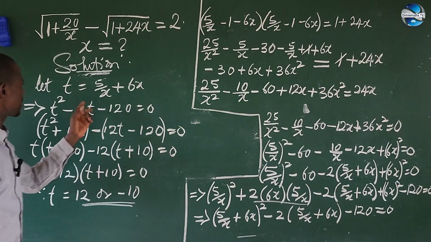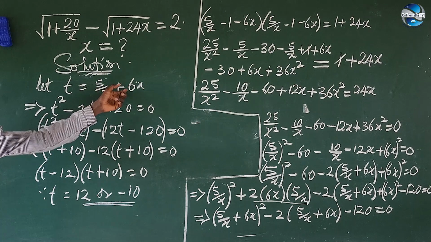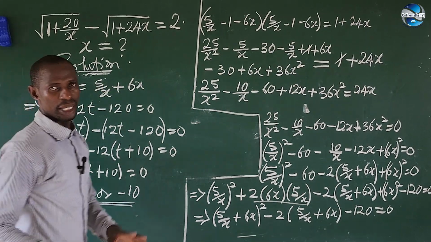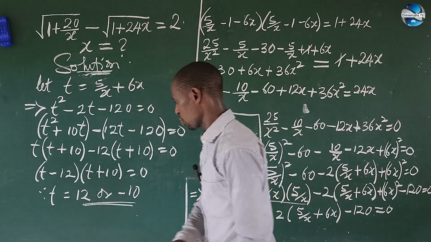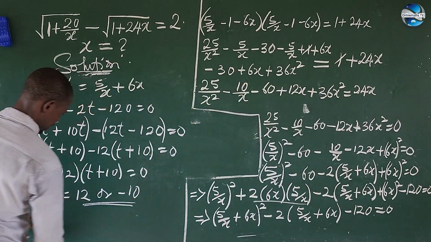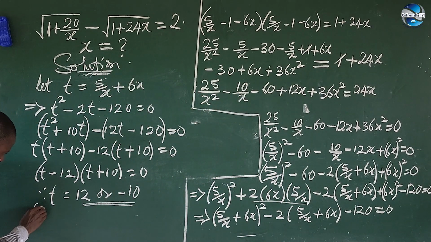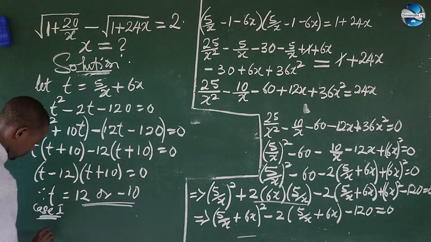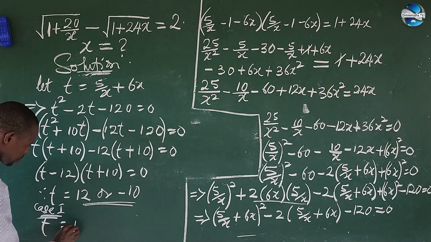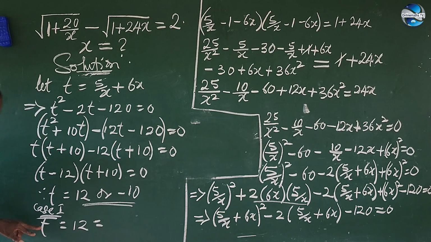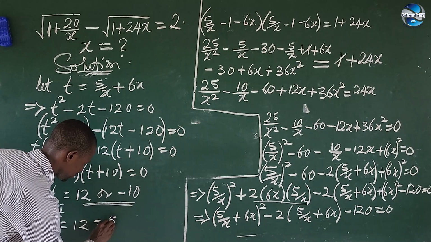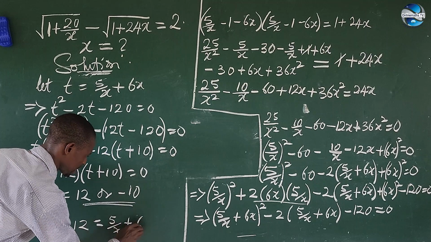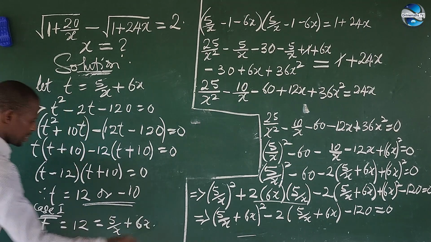Now we recall where we said let t equal this. So let's look at case 1 and case 2. Okay, so for our case 1, we have t equals 12. So we'll now take our case 1. So what is case 1? We are taking t equals 12, which is equal to, let t be equal to this. So we have 5 all over x plus 6x, right?